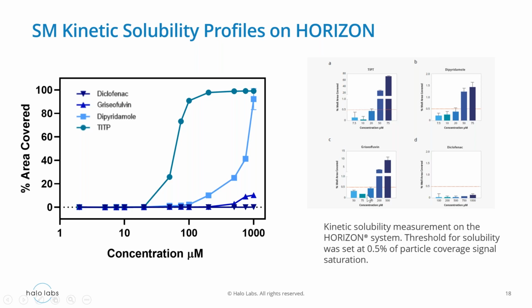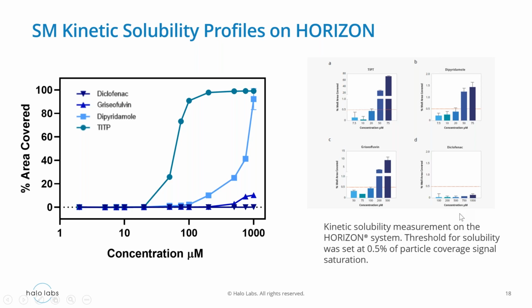In the case of griseofulvin, as you can see, it only starts precipitating at higher concentrations around here, and then it starts going up. We didn't go higher, but this either would plateau here or maybe will continue going. It's something we have to research. And this is the case for diclofenac. As you can see, at all concentrations tested, it never reached the threshold. So we deem it soluble at all concentrations.